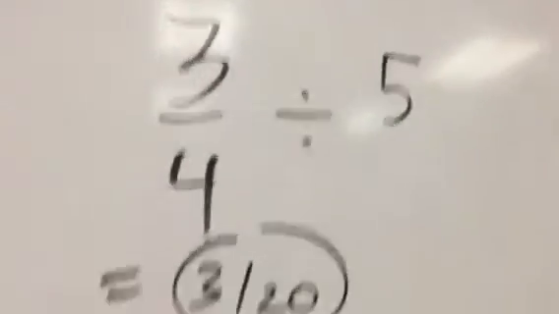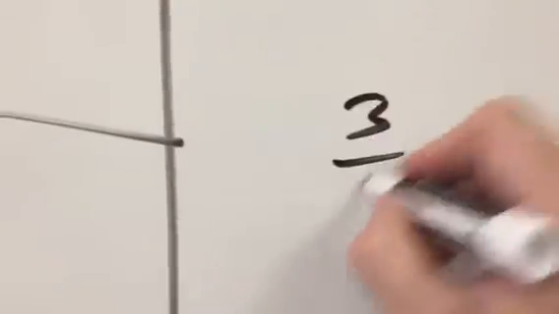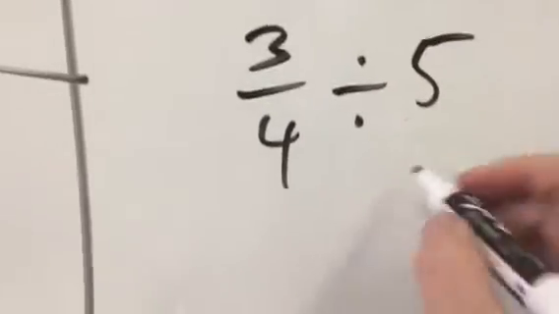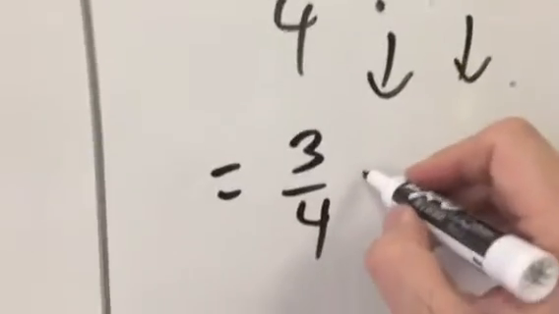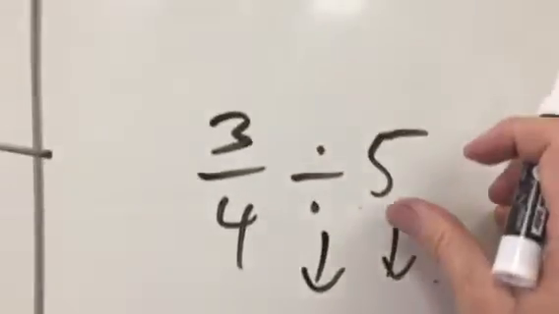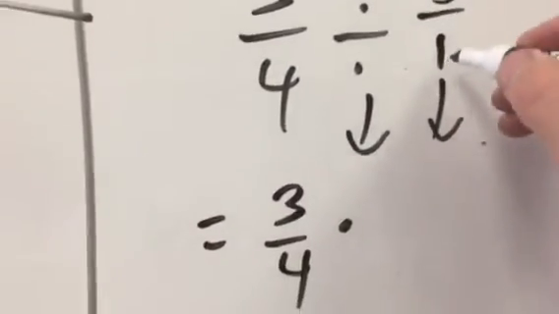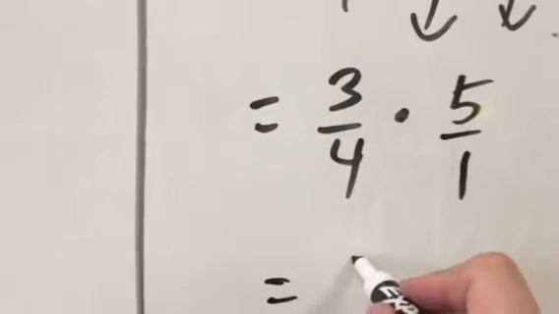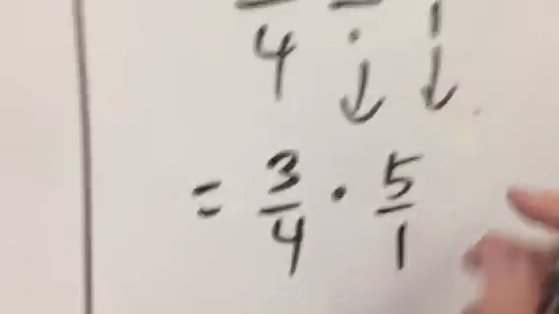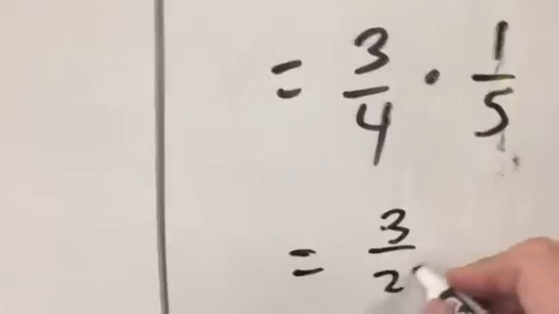Now here is what it looks like as an algorithm, and here's how you probably learned it. It's 3/4 divided by 5, and then we switch this one and this one, so it's inverse operations, multiplication. Then this is a 5, and you had to turn it into a fraction, and then we take the reciprocal. Oops, the reciprocal, which is 1/5, and multiply across for 3/20.